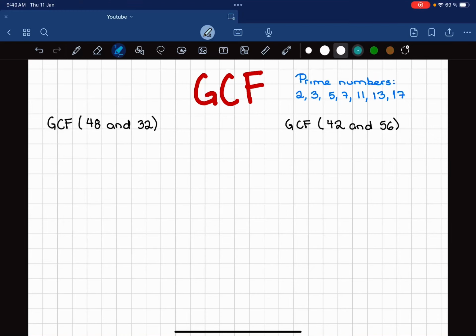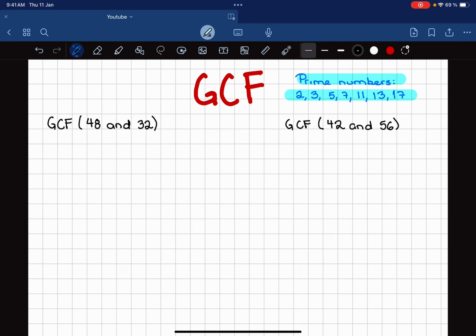So we're going to learn how to do prime factorization in order to find the GCF of two or more numbers. And in this case, we're going to use the prime numbers, which are in the top right of your screen. Now, as you see, we have two examples. So we're going to start with the first one.